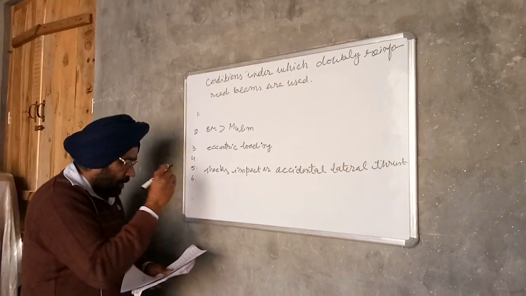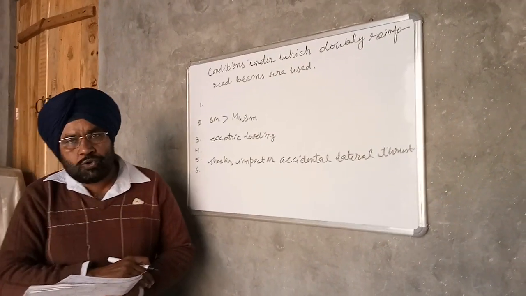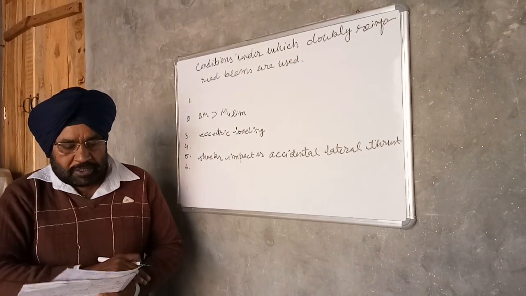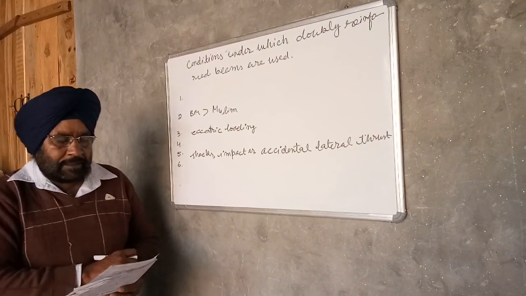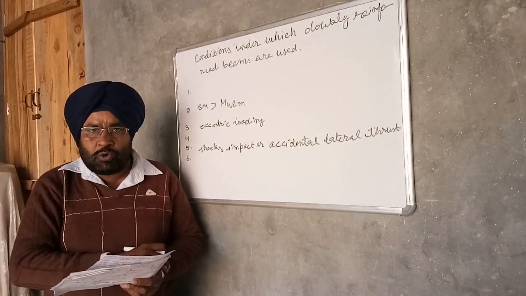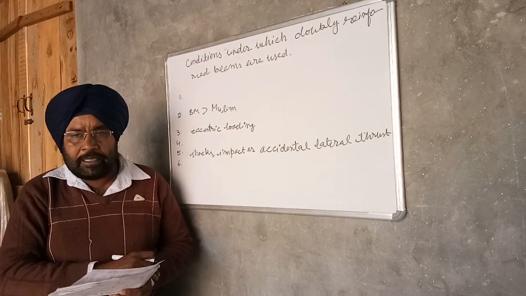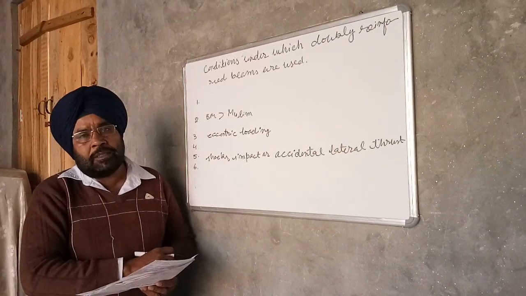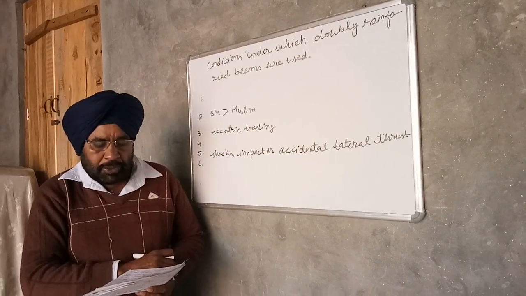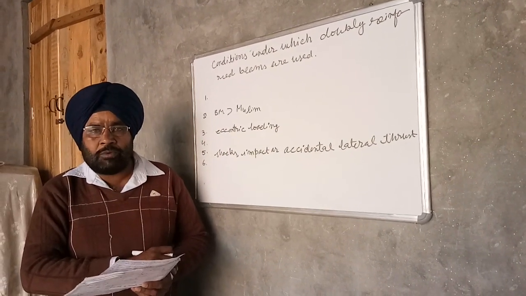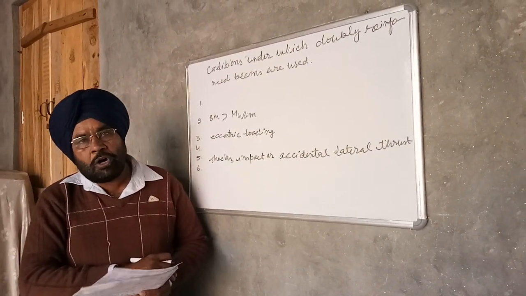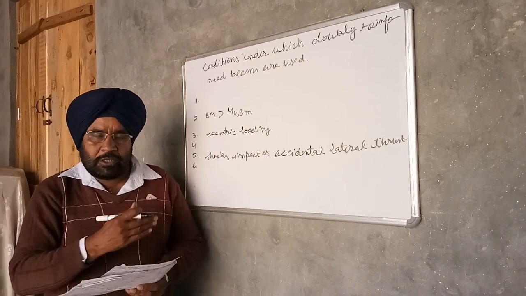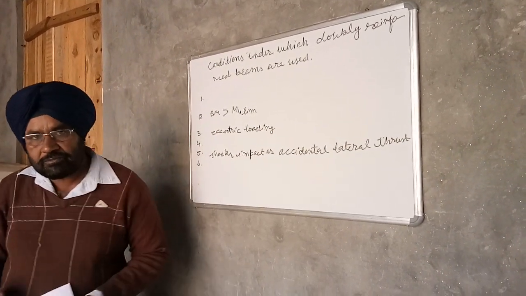Sixth, when the beam is continuous over several supports. In that case, the section of the beam at the supports is usually designed as a doubly reinforced beam section. Doubly reinforced beams are considered uneconomical because the strength of the compression reinforcement is not fully utilized.